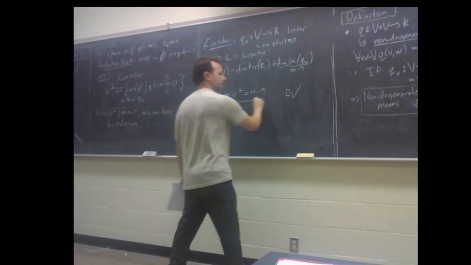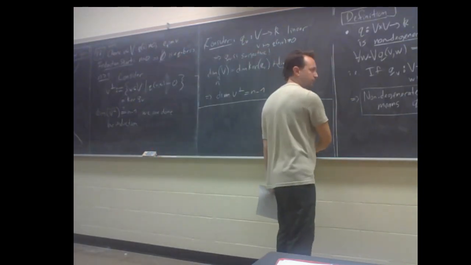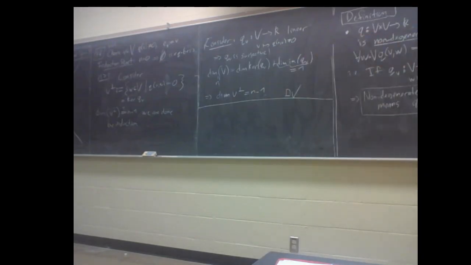So given a non-degenerate quadratic form, or a non-degenerate bilinear form, we can always find a good basis where all of the basis elements are orthogonal to one another, and their actual Q value is not 0.